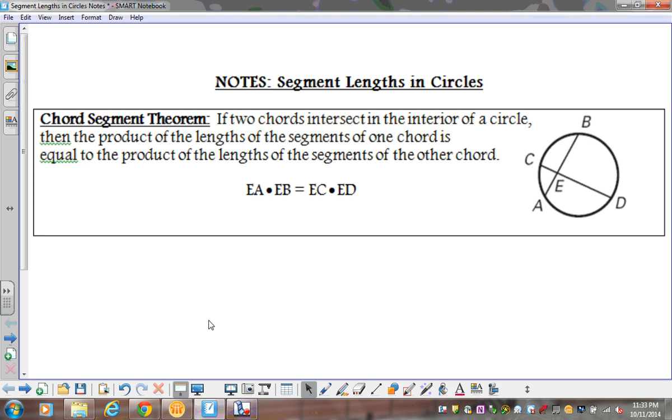All right, good morning, guys. This is our last section of circle stuff that we're going to be covering. We're actually almost done with October, too, so it means the semester is getting even closer to being done.